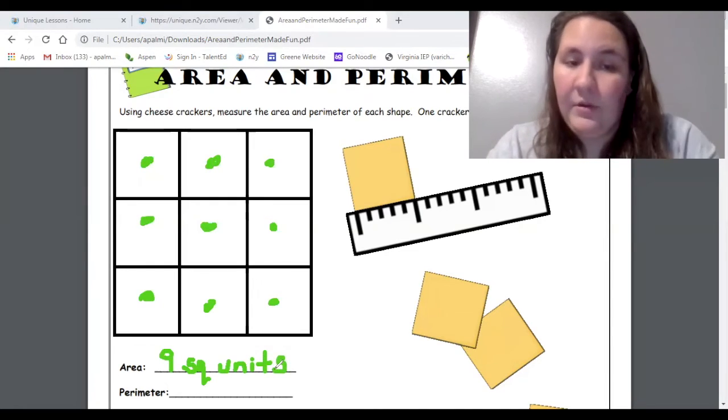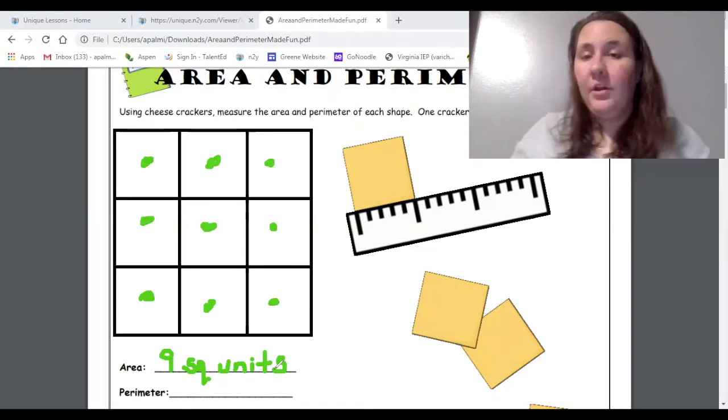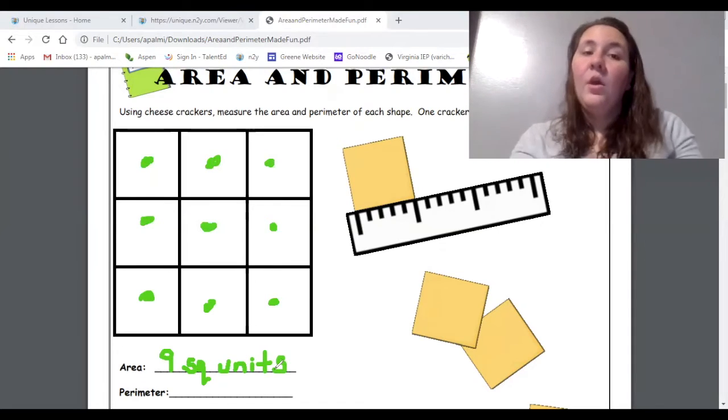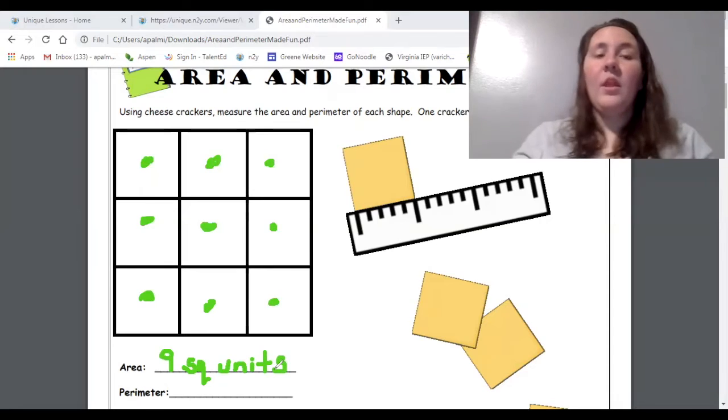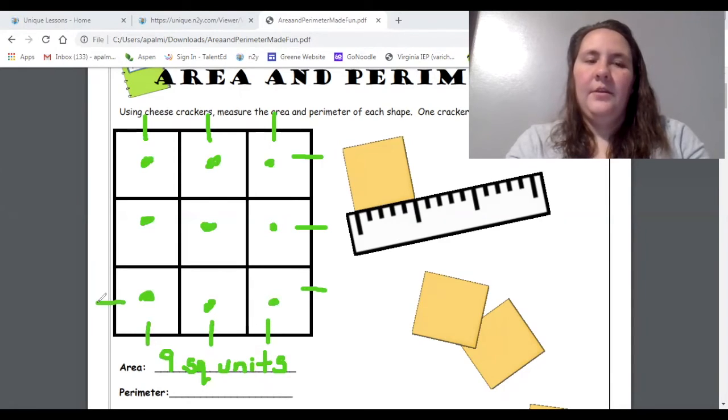Okay, 9 square units. So now we need to know perimeter. Now remember, there's 2 strategies for perimeter, and perimeter is all the way on the outside of the shape. The first strategy we could do is just add, counting all the way around. So let's do that first and see what we get. Are we ready? 1, 2, 3, 4, 5, 6, 7, 8, 9, 10, 11, 12. Okay, we got 12. So let's write 12. And then we're going to try our other strategy, okay?